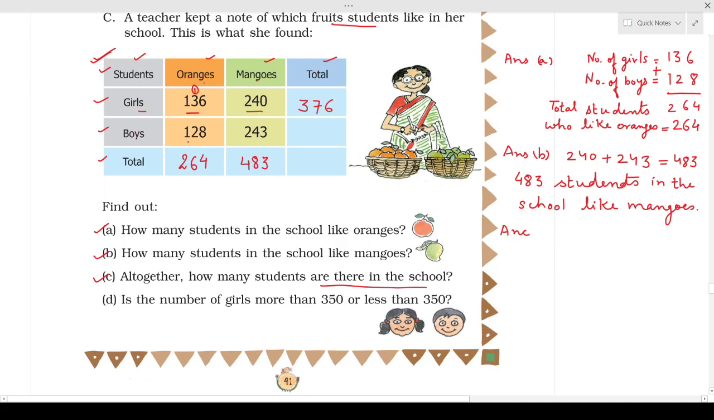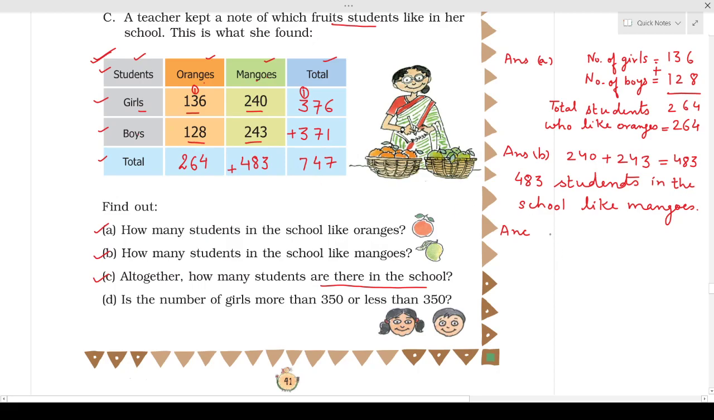What you will get is 376. Next you will add the boys, and total boys equals 371. So here children, you can add this side also and this side also. By adding either side, you will be getting the same answer. 6 plus 1 is 7, 7 plus 7 is 14, 1 will be added to the next column. So here children your answer is 747.